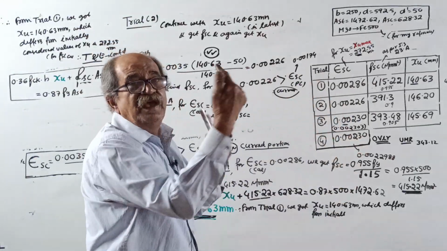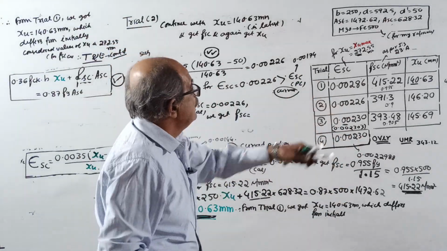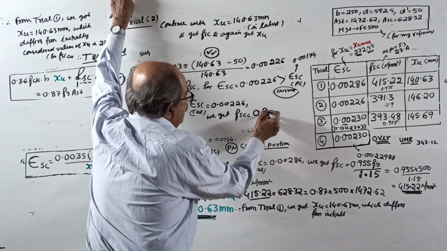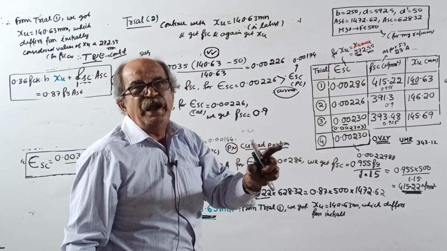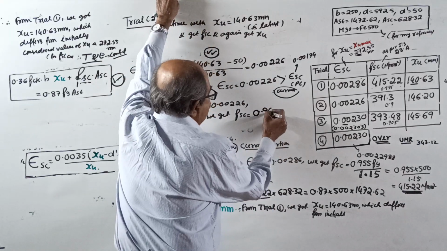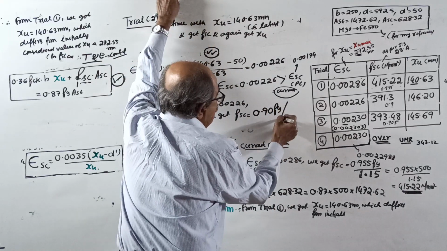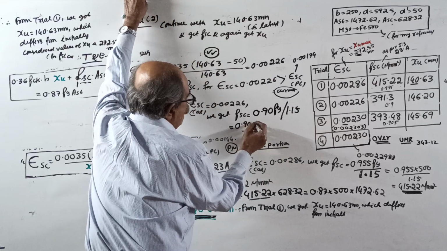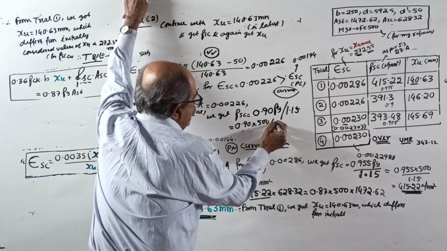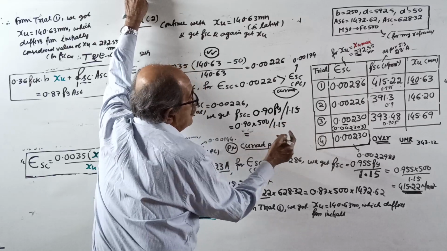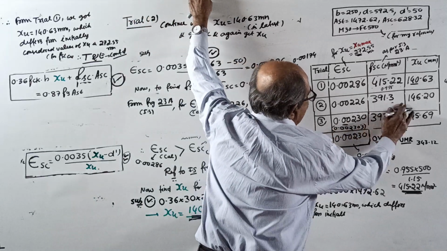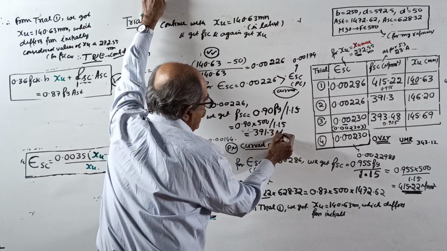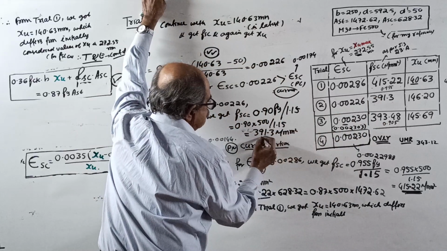Okay, IS code. I noted the answer now. It will come very near to 0.9. Okay, 0.9 times fy by 1.15 equals 0.9 into 500 by 1.15. The value will come 391.3 Newton per mm square.